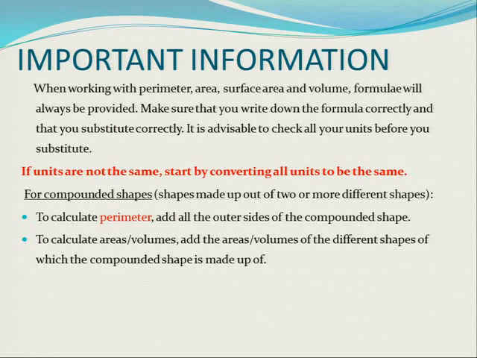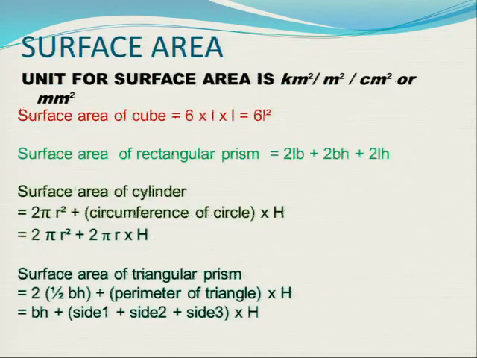And then for compounded shapes, shapes made up of 2 or more different shapes, for instance, the perimeter, you add all the outer sides, or the areas and the volumes, you add them together or subtract them. This is the one where I said you do it as you eat an elephant. And then surface area. I think surface area is one of the difficult ones, so please pay attention.